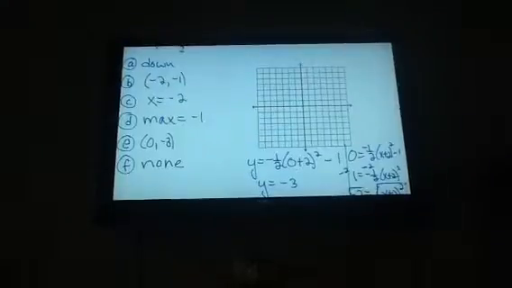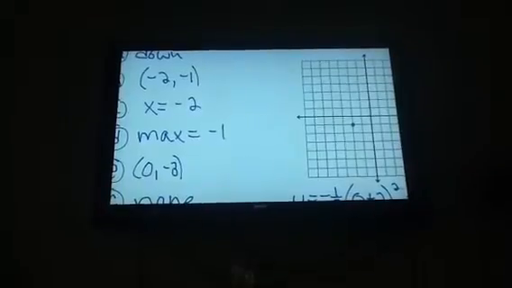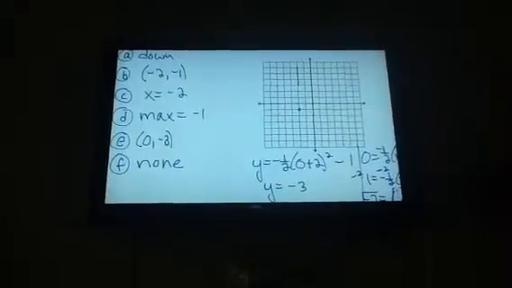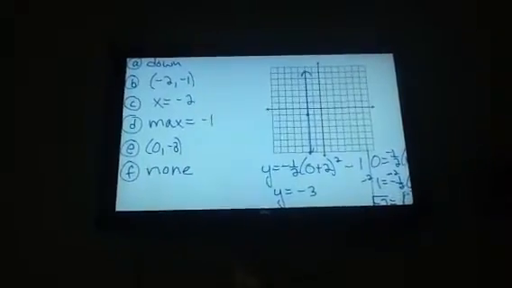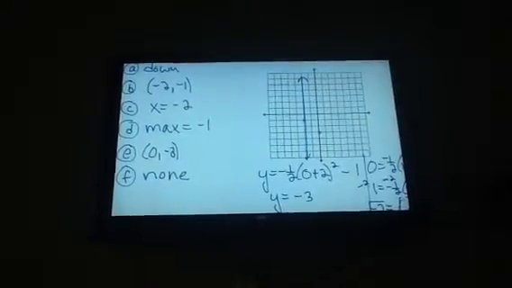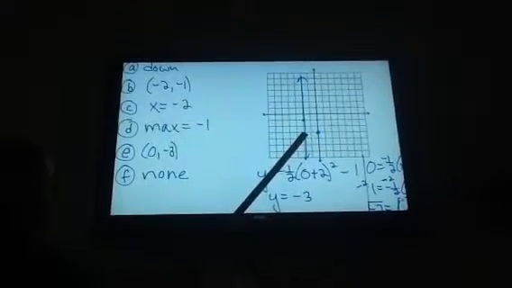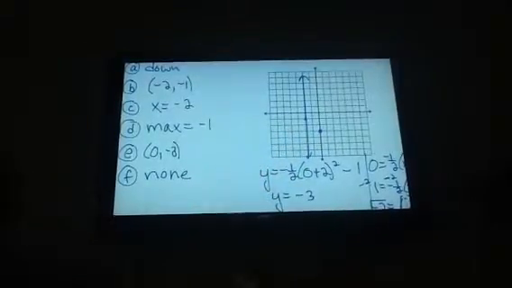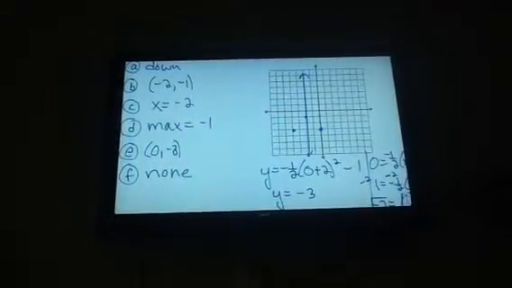So let's graph. Vertex at -2, -1. Line of symmetry, right through there. My y-intercept at 0, -3. Always graph the symmetric point. So the y-intercept is 2 units from the line of symmetry, so I'm going to have another point on the other side, 2 units from the line of symmetry. Plot that point. It's worth a point.